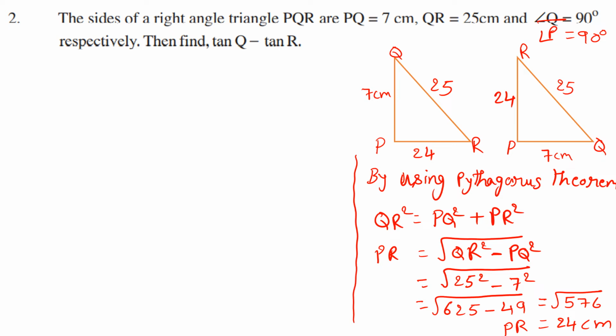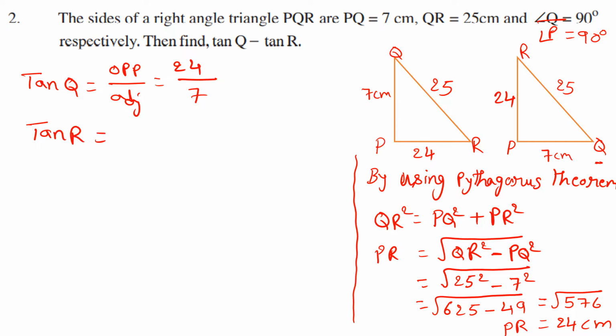Now look at that here, tan Q now. So what is tan Q? Tan Q means opposite by adjacent, right? This one we take in the next triangle, in that second triangle, tan Q equals opposite by adjacent. What is opposite? That is 24 by 7. Okay, now in tan R, what is opposite here? Opposite to R, that is 7, right? Opposite by adjacent right here. So that equals 7 by 24.